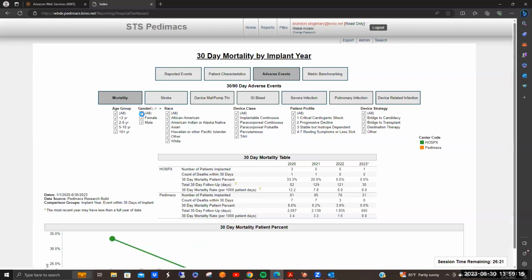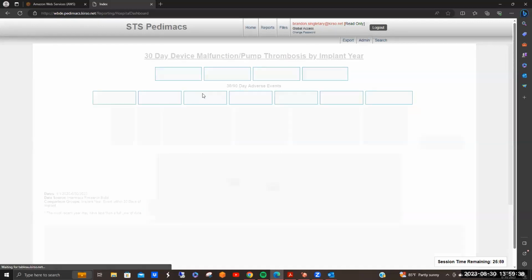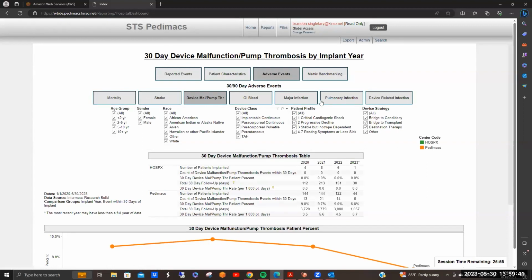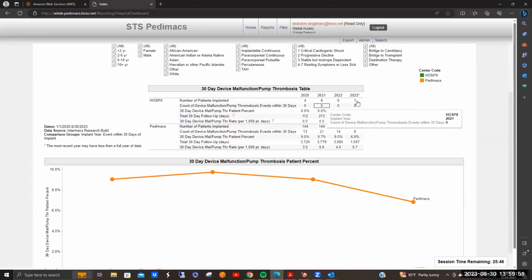I'll go back to all. So here's our adverse events tab. This is where we've expanded some of the exhibits. We have added device malfunction and pump thrombosis, device-related infections, and pulmonary infections and GI bleeds. These new exhibits are in addition to the mortality, stroke, major infections, and device-related infections that we had previously provided to you in the same format, where you have a table showing your number of patients, count of events that occurred, and then a patient percent and a rate.